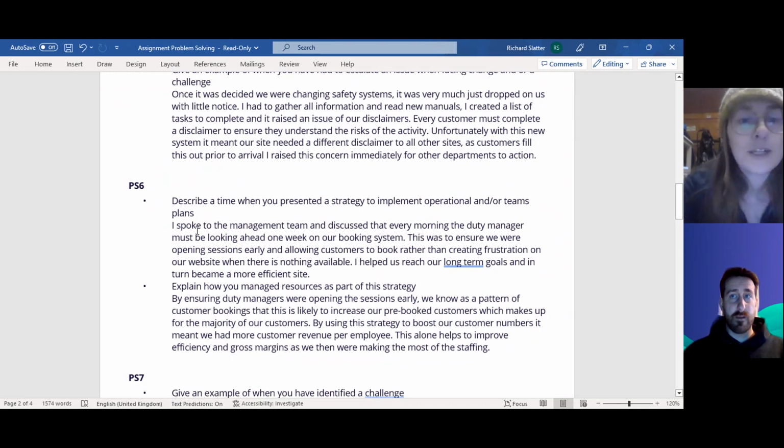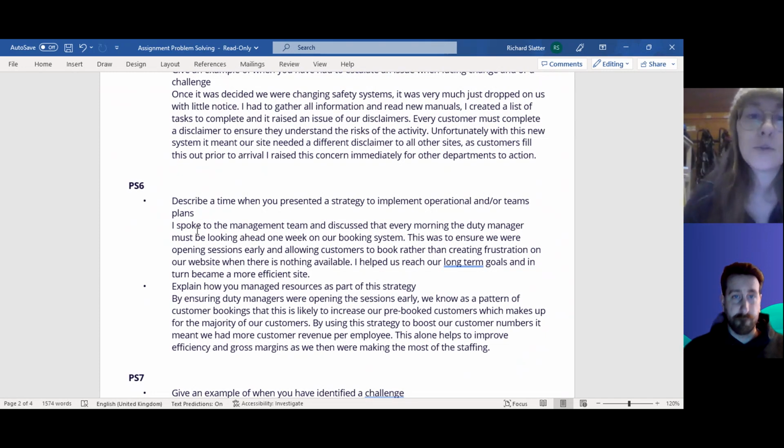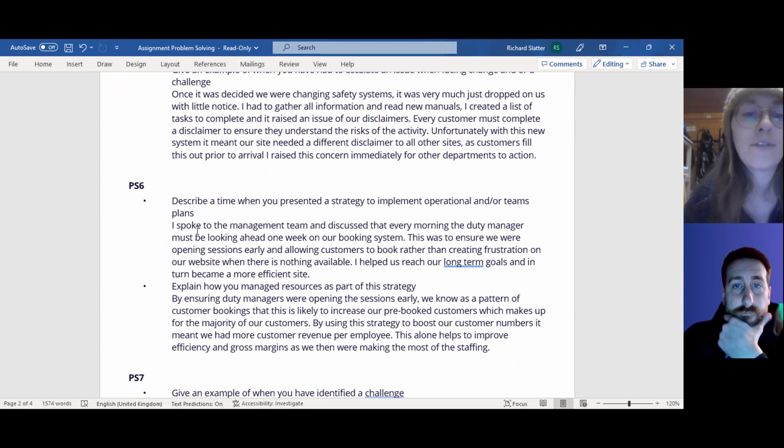So I spoke to the management team and discussed that every morning the duty manager must be looking ahead 1 week on our booking system. This was to ensure we were opening sessions early and allowing customers to book rather than creating frustration on our website when there is nothing available. It's helped us reach our long-term goals and in turn became a more efficient site.